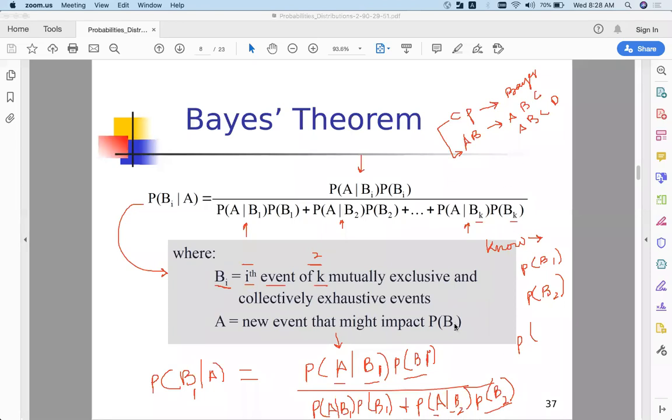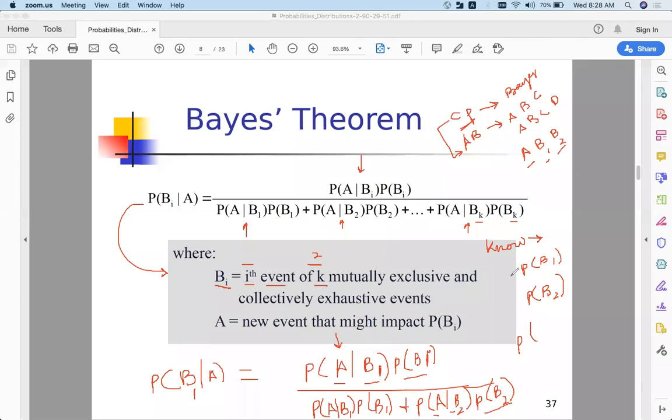Any other questions? Can you explain what is i and K here? These are two events. Let's say B1 and B2 are events, and you have a total of three events: A, B1, and B2. If it is only two events, A and B, you can use conditional probability. But since you have three events, A, B1, and B2, we are using the extension of conditional probability, which is called Bayes theorem.